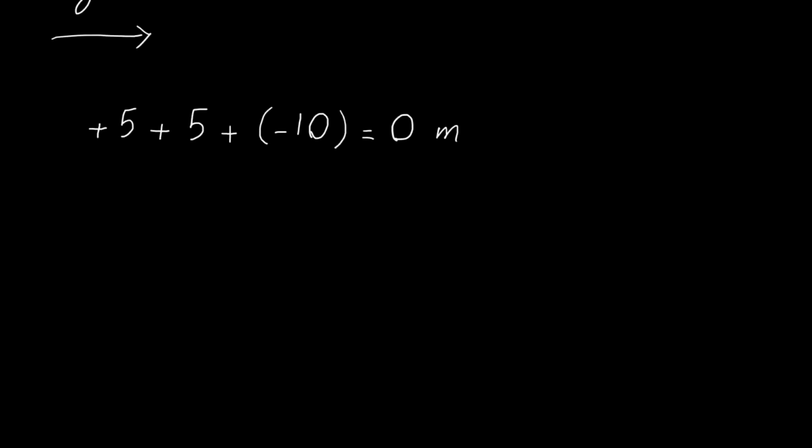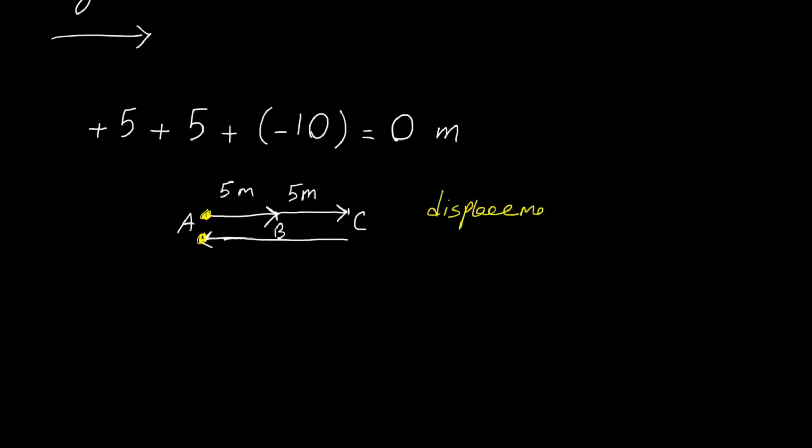And if I want to show on the diagram, so I started from point A, I went 5 meters, then I got another 5 meters. Okay, if this one is point A, and then I return to my original point. Right now, if I want to show displacement in this case, displacement is from original point to the end point. So it means my displacement is equal 0 meters. Let's look at another example.